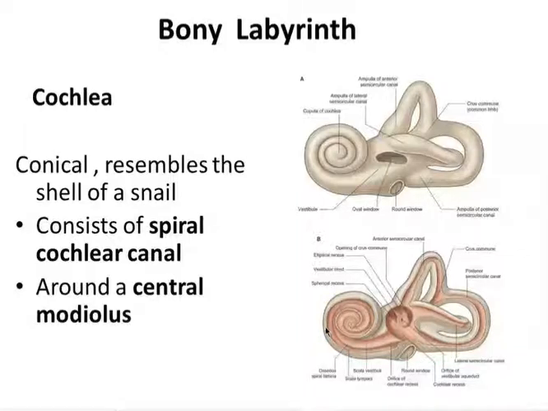This canal is present around a central part. This part is known as the modiolus. So in the central part there is a modiolus, and around that it forms a canal. This is known as the cochlear canal. So this is the cochlea, and inside there is a cochlear canal.